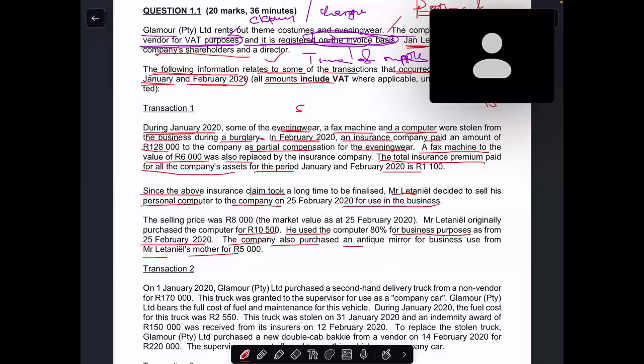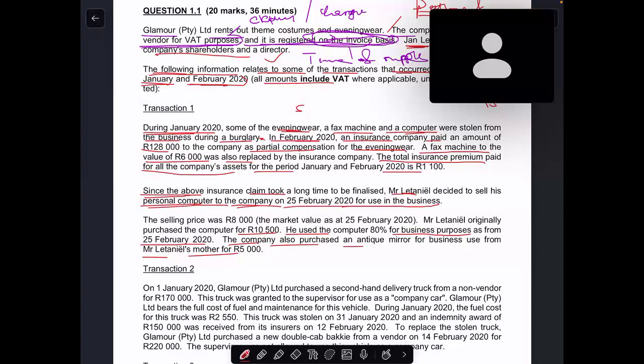They said to us, since the above insurance claim took long to be finalized, Mr. Letania decided to sell his personal computer to the company on 25 Feb 2020. So we purchased a second-hand good from a non-vendor. We claim what is called the notional input VAT. How do we claim our notional input VAT?